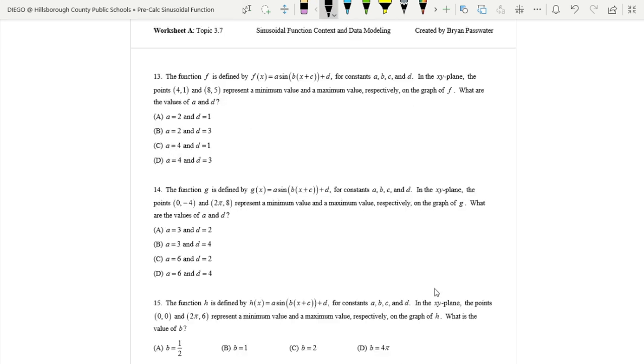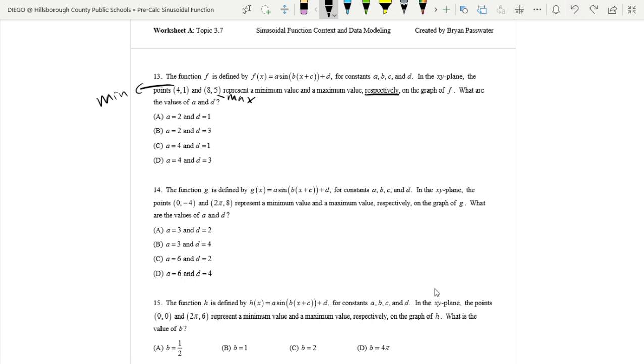Okay, guys, so let's get right into number 13. This one is saying that we have a function that is defined by f of x as a sine, so this is a sine function. Then we have points (4, 1) and (8, 5). So this is the minimum value and this is the maximum. That's what respectively means: this is the minimum and the maximum is this one. If you don't know what respectively means.